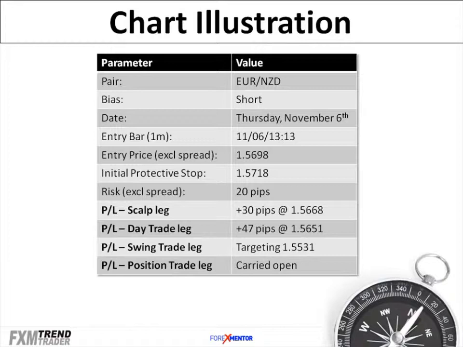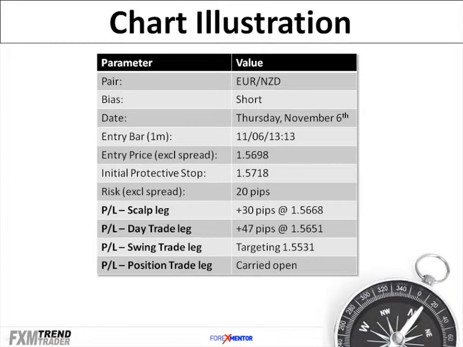So I wasn't specifically expecting it, but then again, if you're watching the metrics that we specify in our method, it was a clear and obvious trend signal short on Thursday, November 6th, with an entry price of 1.5698, as of 1:13 p.m. GMT. An initial protective stop 20 pips above at 1.5718.